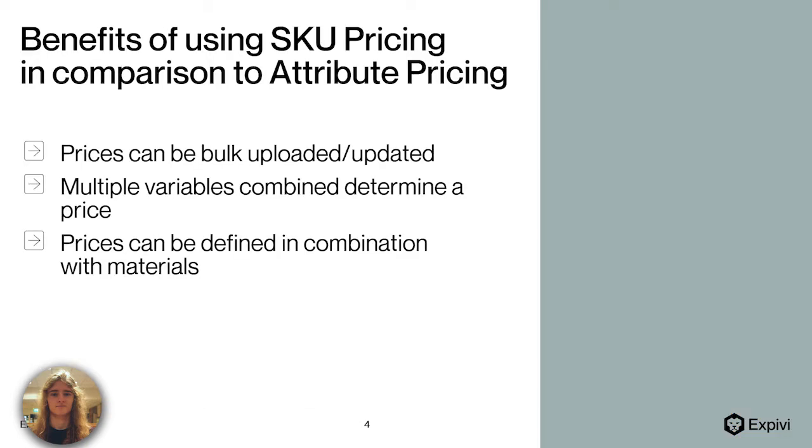What are the benefits of using SKU pricing in comparison to attribute pricing? As I already pointed out, using SKU pricing, you will be able to tackle more complex pricing and have a more flexible system that allows for more compatibility overall. But what exactly am I talking about? One of the big pros is bulk uploading and updating prices. Say you want to update the prices within your product configurator monthly. You will be able to do that a lot faster in comparison to using attribute pricing.